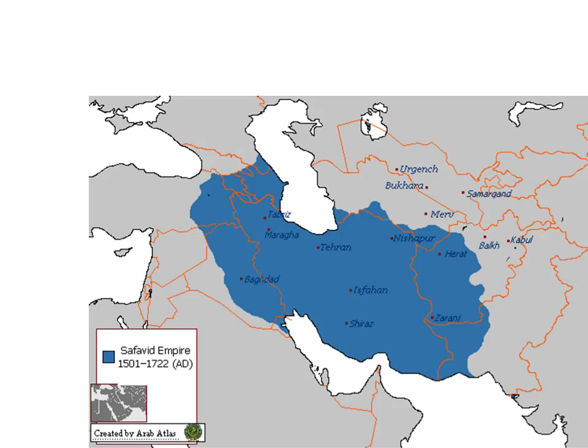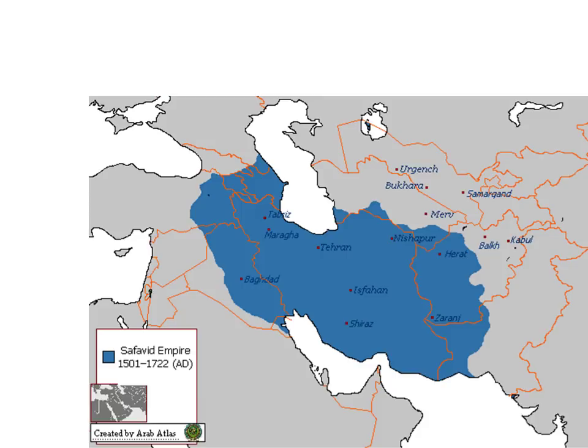Now, as you see pictured here, this is a closer map of the Safavid Empire. You can see that its heart is in modern-day Persia, or what we call Iran today, and the capital was, for most of the time, at Isfahan, which is centrally located, as you should be able to see on this map, in modern-day Iran or Persia.